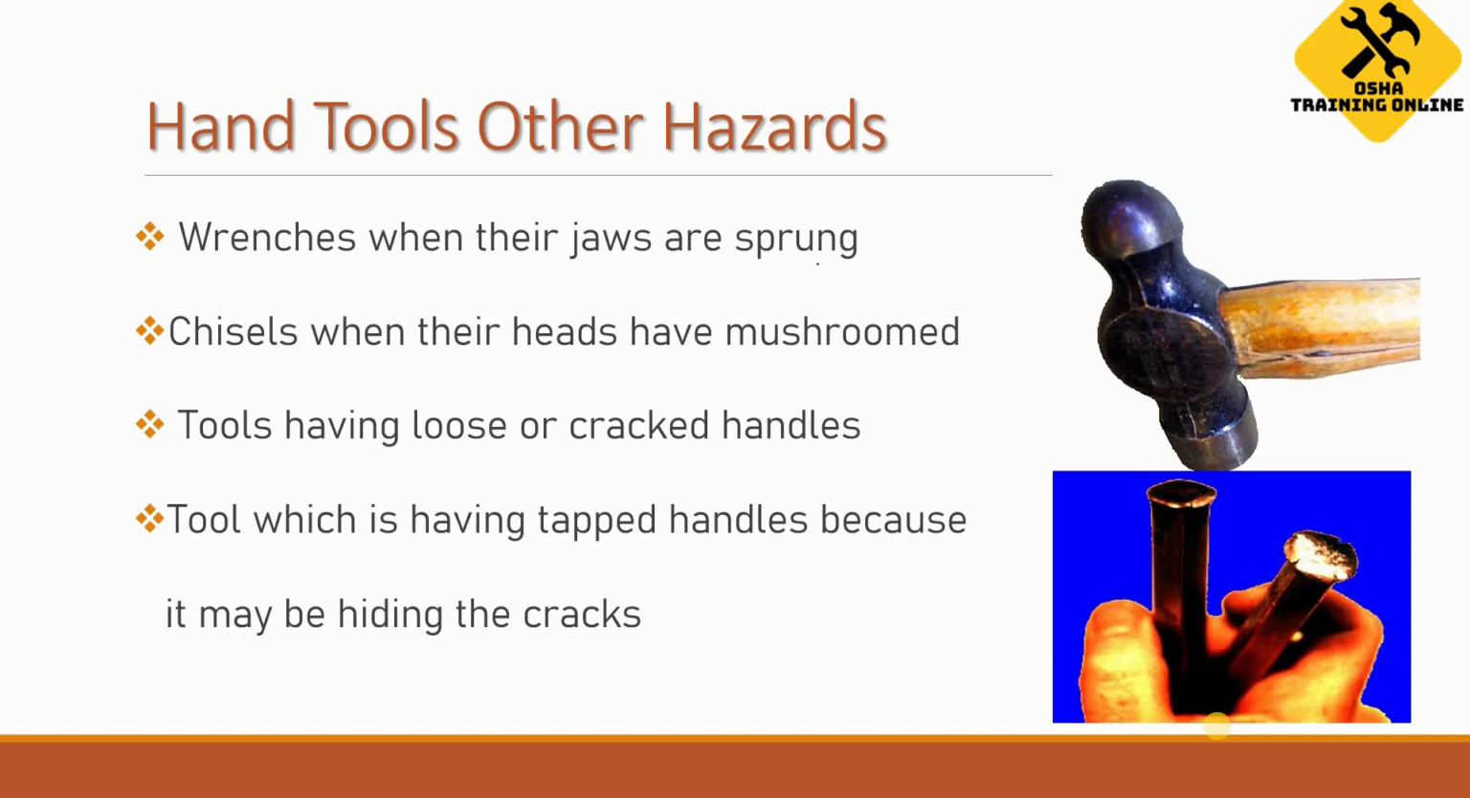Next is chisels whose heads have mushroomed. You can see in the second picture a man holding a chisel in his hand, and you can see that the head has mushroomed. Mushroomed basically means that it has developed a mushroom shape, or it is old or damaged. So it's not okay, because if you use it for some purpose when it's not in a fine or good position, he may not do the work properly.